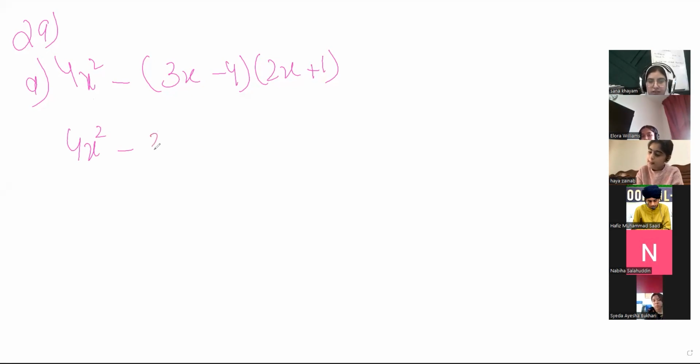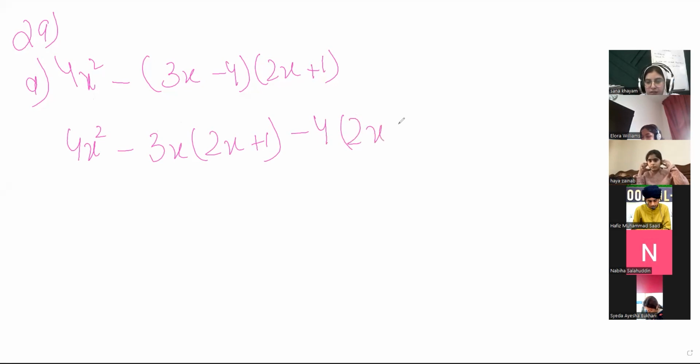So I'll write down 3x multiply by 2x plus 1 bracket close. Now we have the other number that is minus 4. I'll write down minus 4 again over here, and I'll copy down that bracket again like we did in question number 8 as well. Now when you multiply them, what's the answer that we'll get?